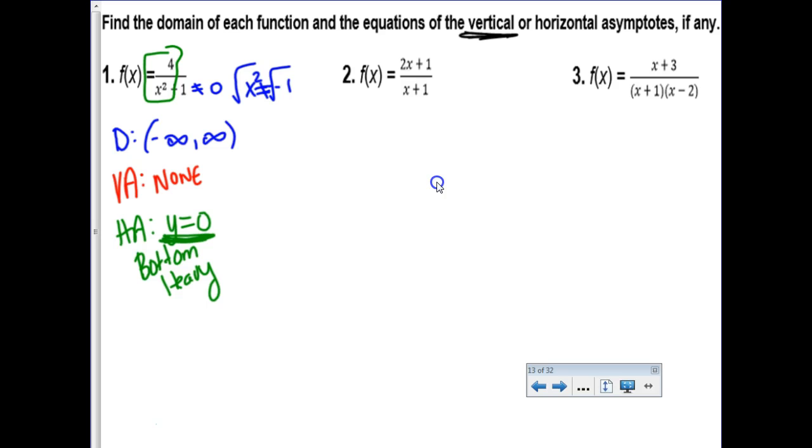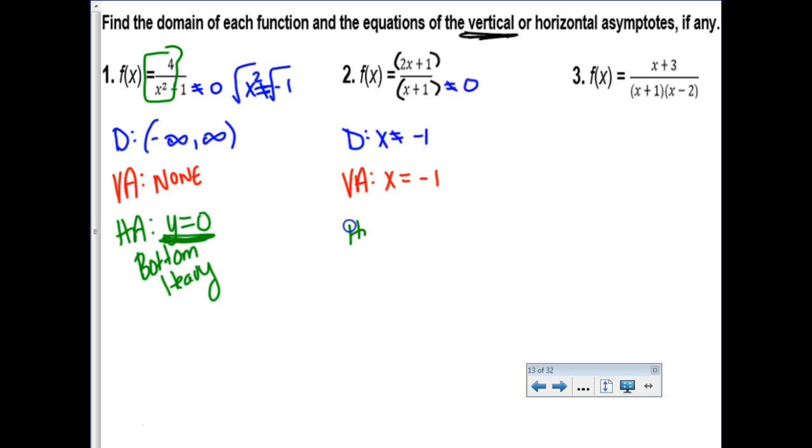All right, number 2, there's nothing I can do as far as factoring. The numerator is a 2x plus 1 and the denominator is an x plus 1. Those are not the same term, so they do not cancel. So let's talk about domain. Domain would be problems with my denominator. I see one. What is it? X cannot be -1. And the reason x can't be -1 is because you have a vertical asymptote discontinuity at -1. So the equation of your vertical asymptote is x equals -1.